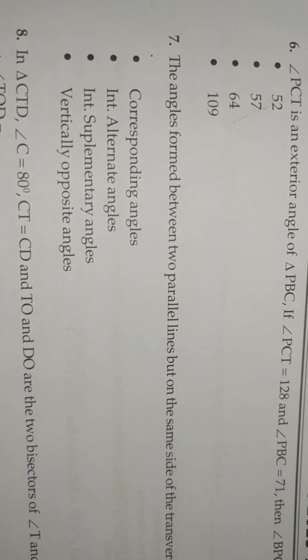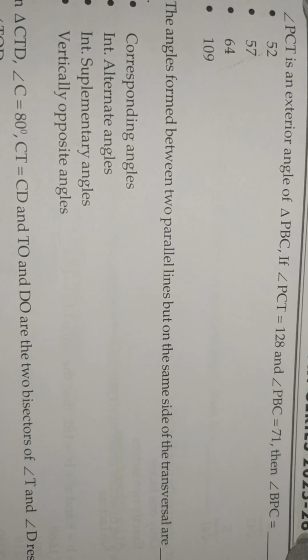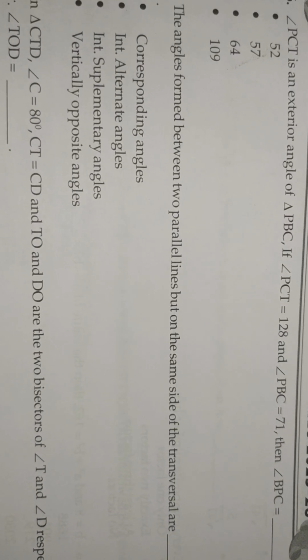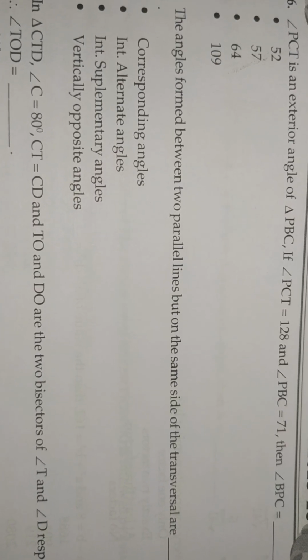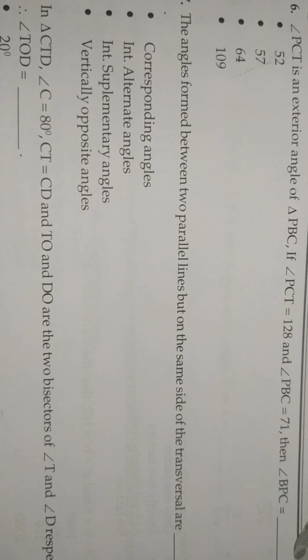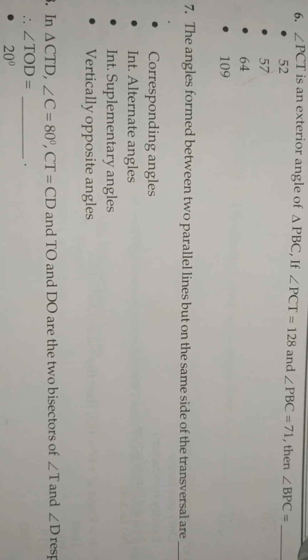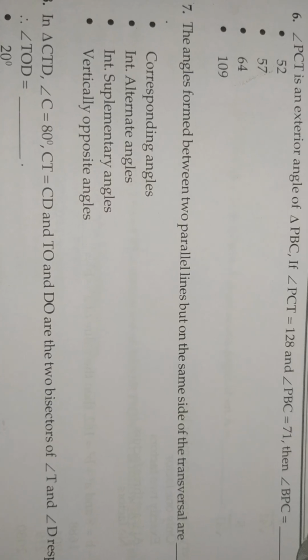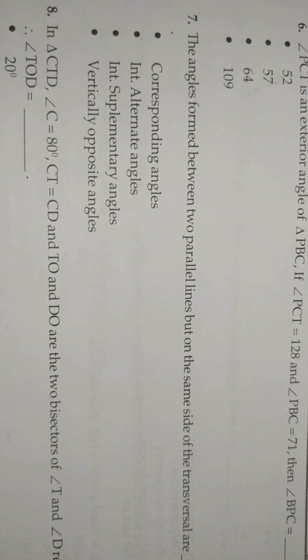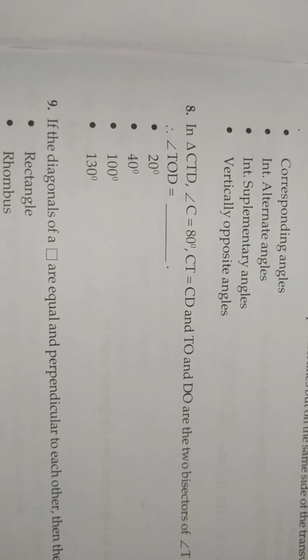Question number 7. The angles formed between two parallel lines but on the same side of the transversal are... two parallel lines are drawn and one transversal. The angles formed on the same side of a transversal will be interior supplementary angles.